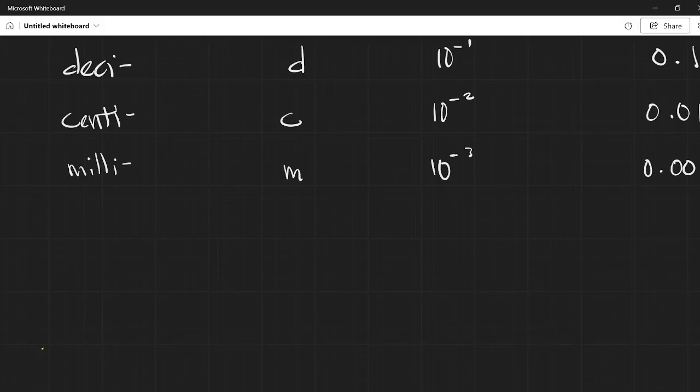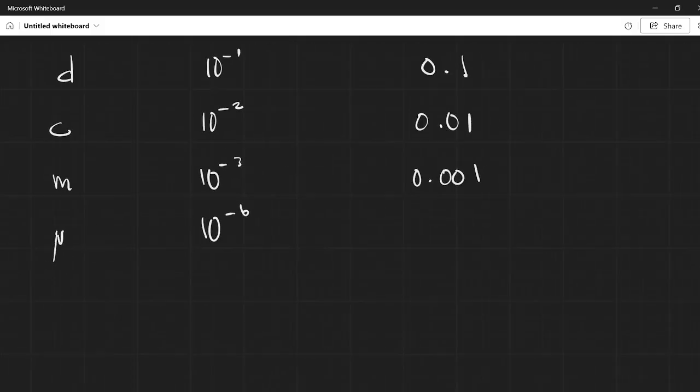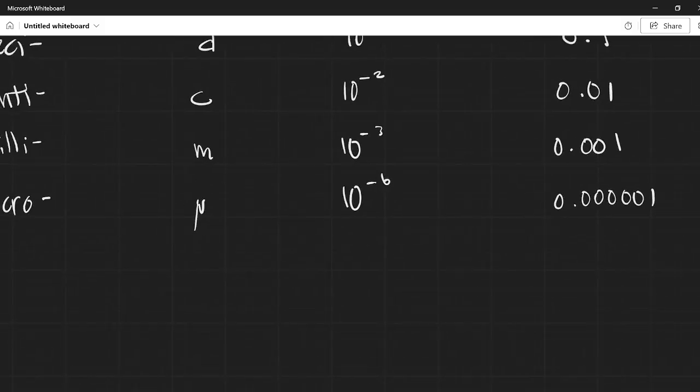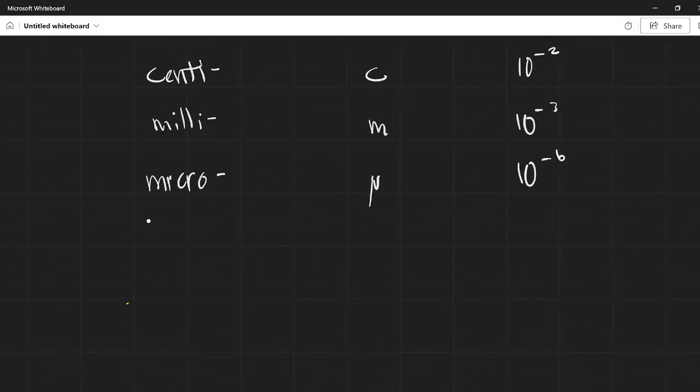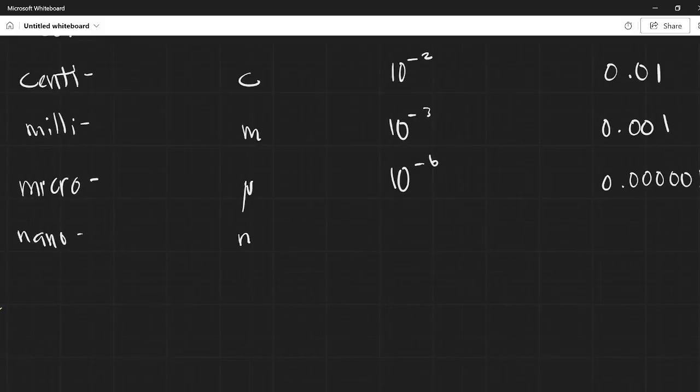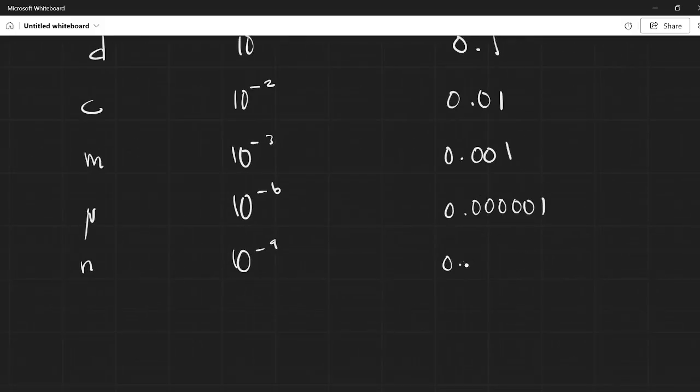So it goes milli is the 10 to the negative 3, or 0.001 of some base unit. And then micro is going to be notated with this symbol, and then 10 to the negative 6. So now we're getting into pretty small territory. The next one is nano. And now that we're skipping by orders of magnitude of 3, this lowercase n indicates that there's 10 to the negative 9 of some base unit.